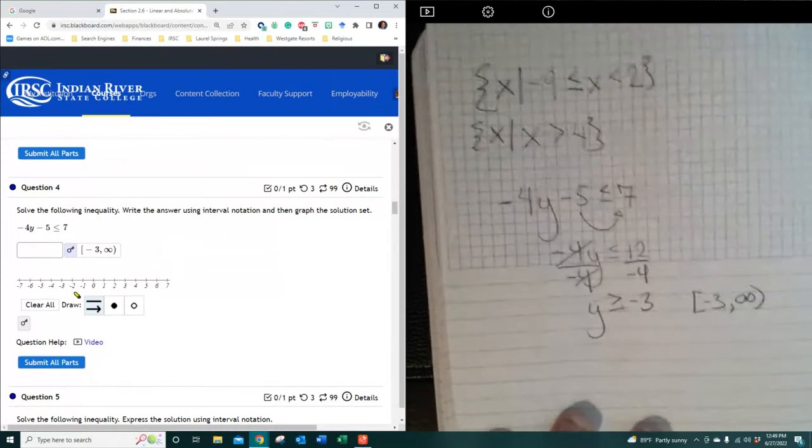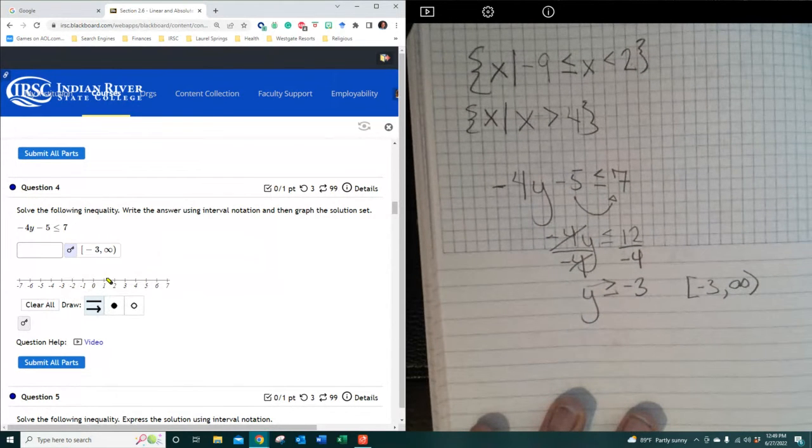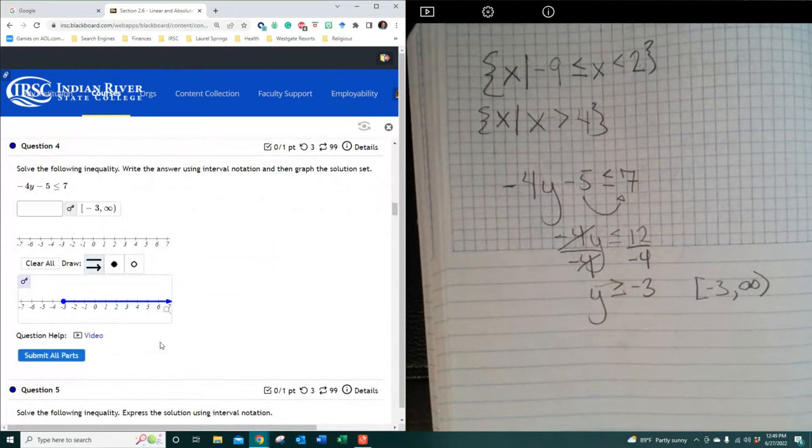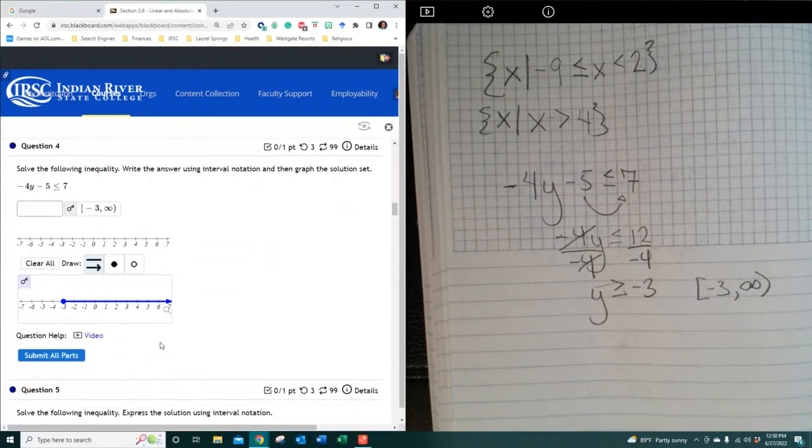All right, and then we're going to graph that. It's simple. You're going to put a closed circle at the value of -3, and then you're moving it to the right. And then there's your answer, because it always seems that we get answers that are all greater than.